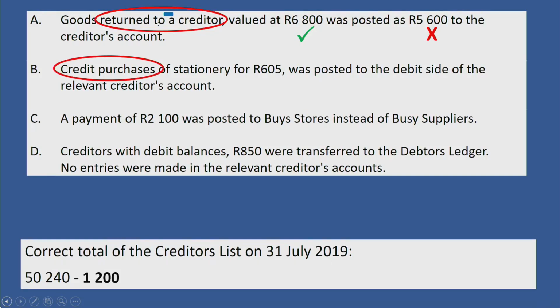I'm not circling stationery now because I'm not doing double entries and the whole posting. Otherwise, stationery would, of course, be the other account. Credit purchases, immediately, I don't even have to read further. I put a plus. Then I read further. For 605 was posted to the debit side of the relevant creditor's account. If you look at it, you might say, well, what's wrong? I posted it to the correct creditor, in other words. It's that debit side that's the problem.